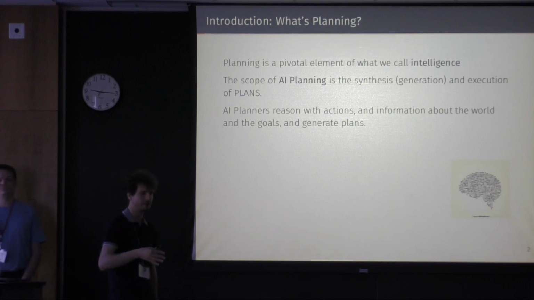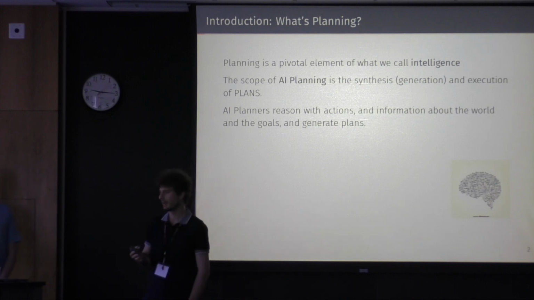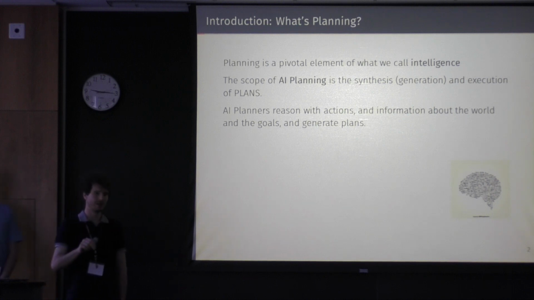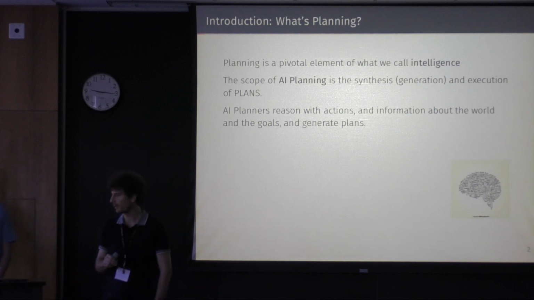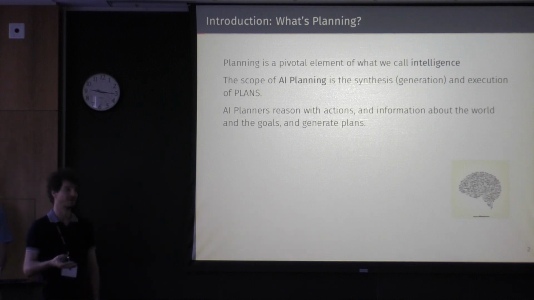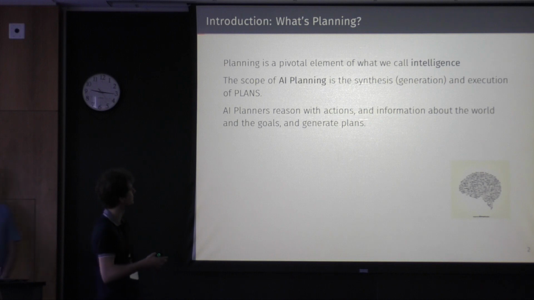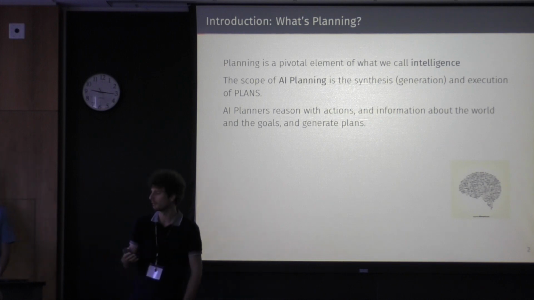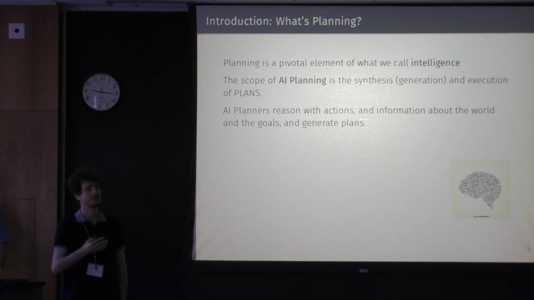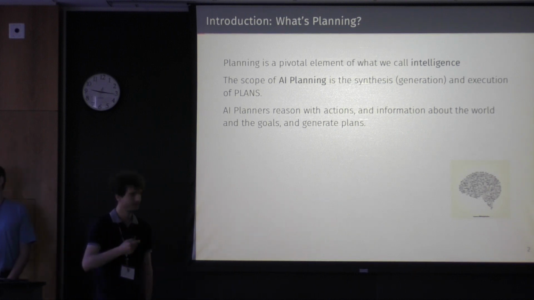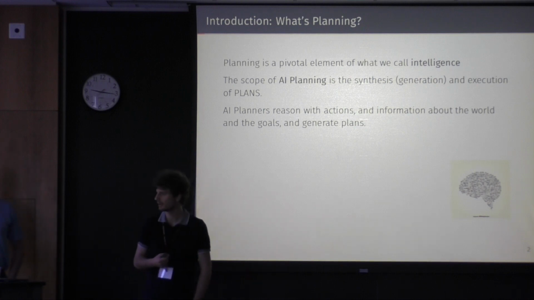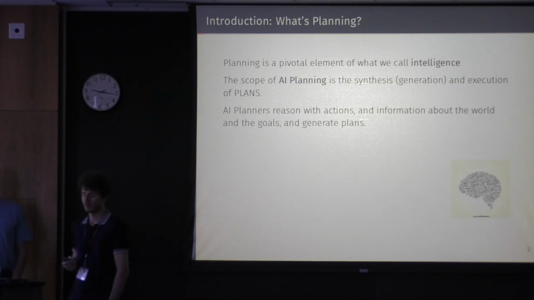We know how an intelligent agent may act, but what we know for sure is that for every intelligent agent, planning is needed. And planning is basically the synthesis or the generation and execution of plans, where a plan means that you can reason with actions and information about the world, which are given to you usually as the initial state in which you have to operate, and the goal that you want to reach. And the main element is to put together actions for generating plans.